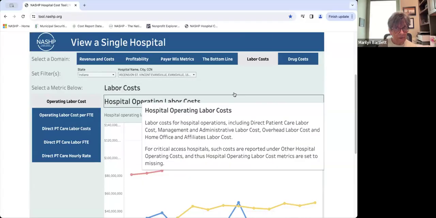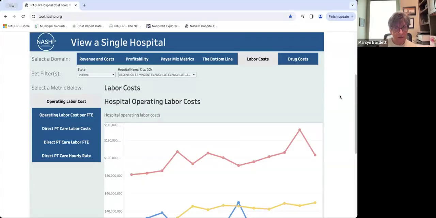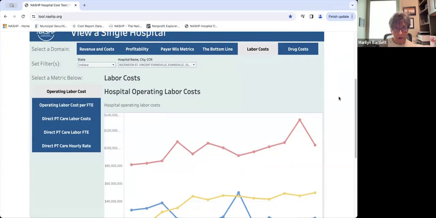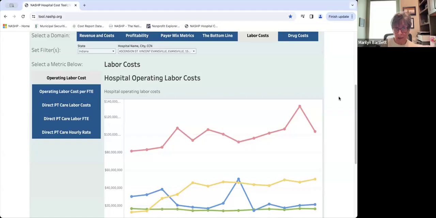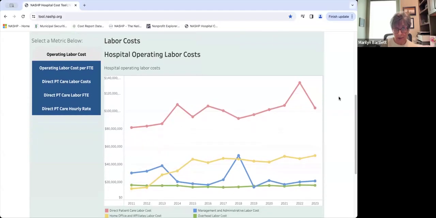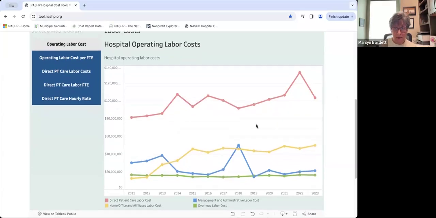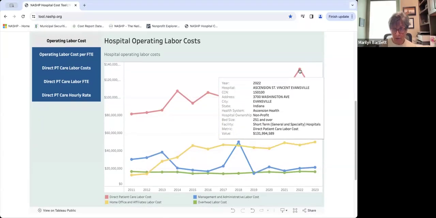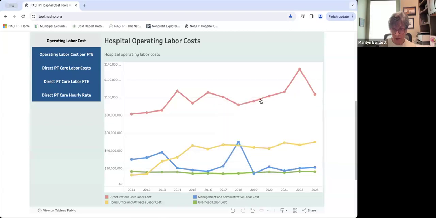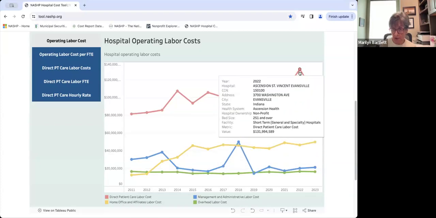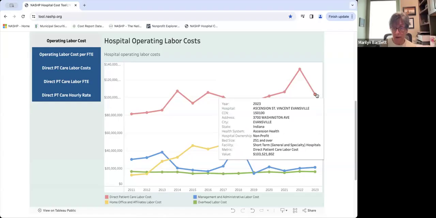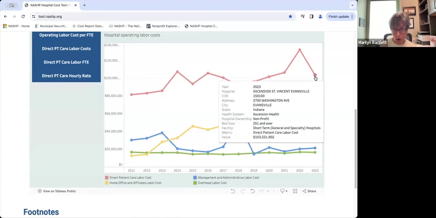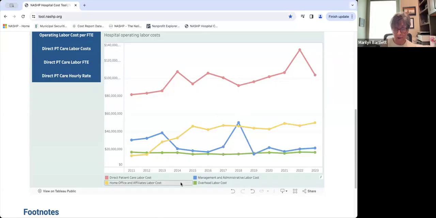Labor costs, we go into a little bit more detail here. States wanted to know a little bit more detail by hospital. So these are the hospital operating labor costs. And you're going to see these are the total costs for that hospital. And this top one is direct patient care. And we saw things escalating during COVID. Maybe they spiked and they're starting to come down. This is total costs. So this hospital had 103 million in total costs.